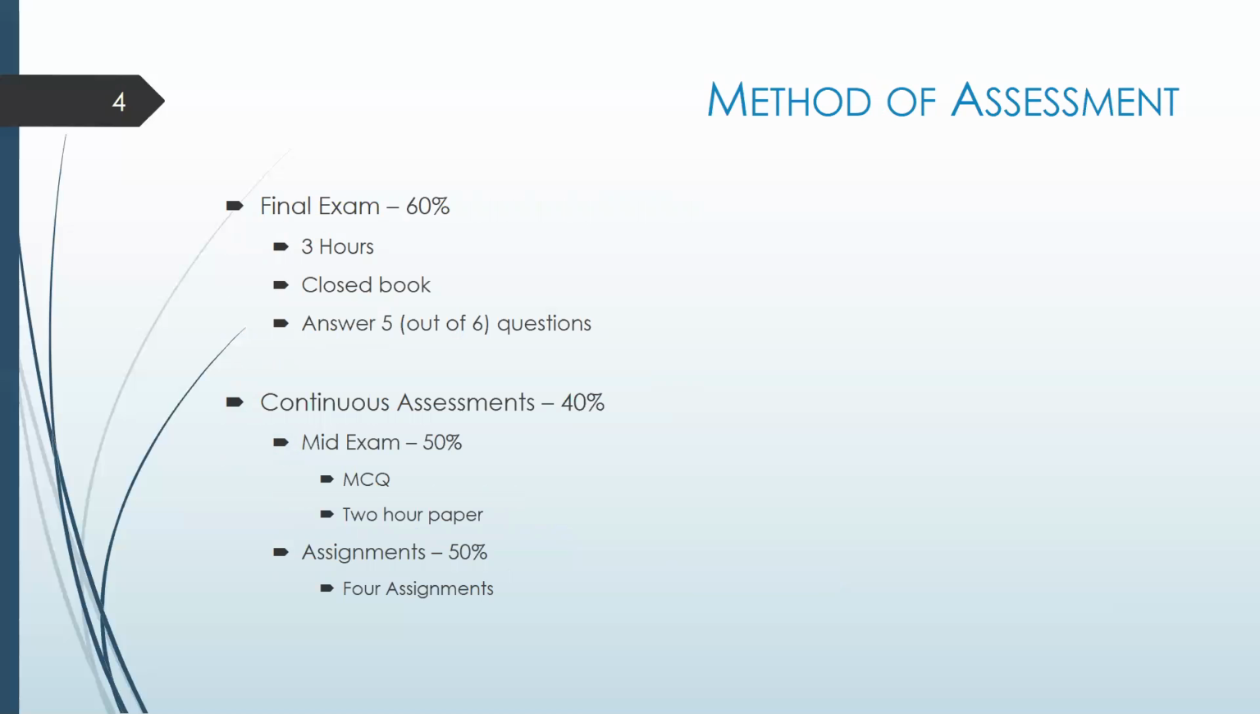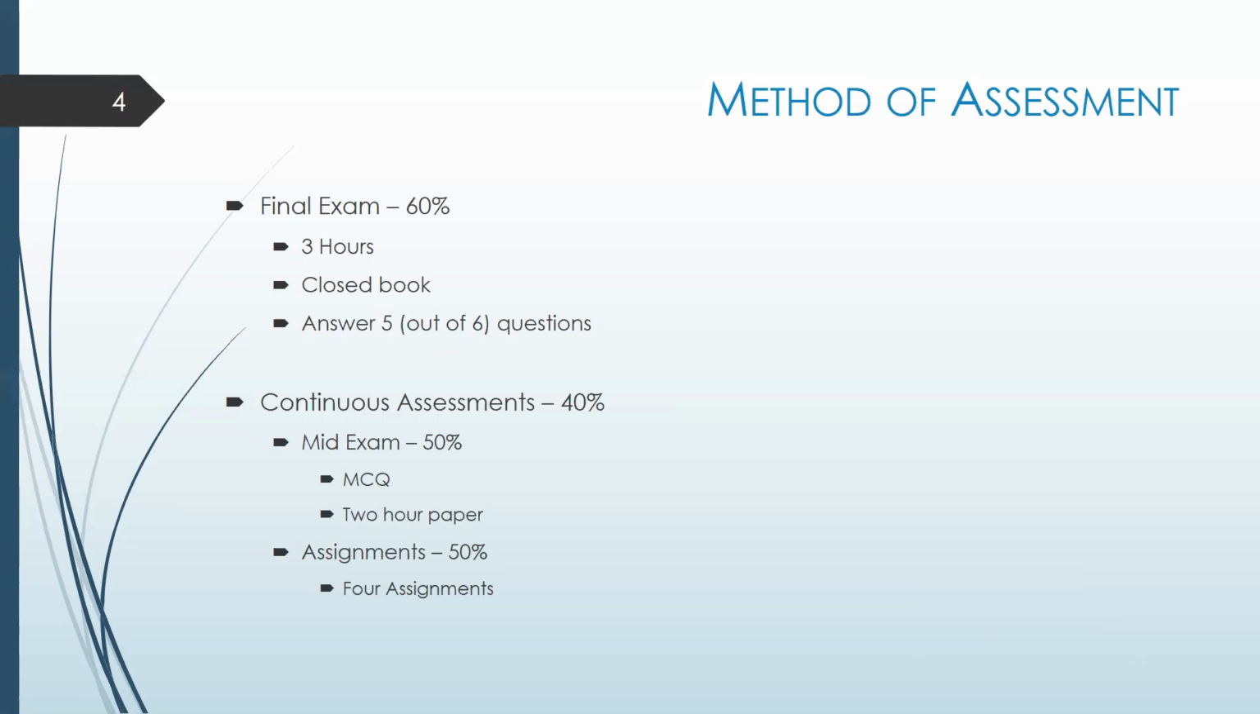Method of assessment. In this course module, 60% of the total marks is allocated for the final examination, which is a 3 hour closed book paper. I'm planning to provide 6 questions, and students need to answer only 5 questions out of those 6. Then the remaining 40% students have to get from the continuous assessments.